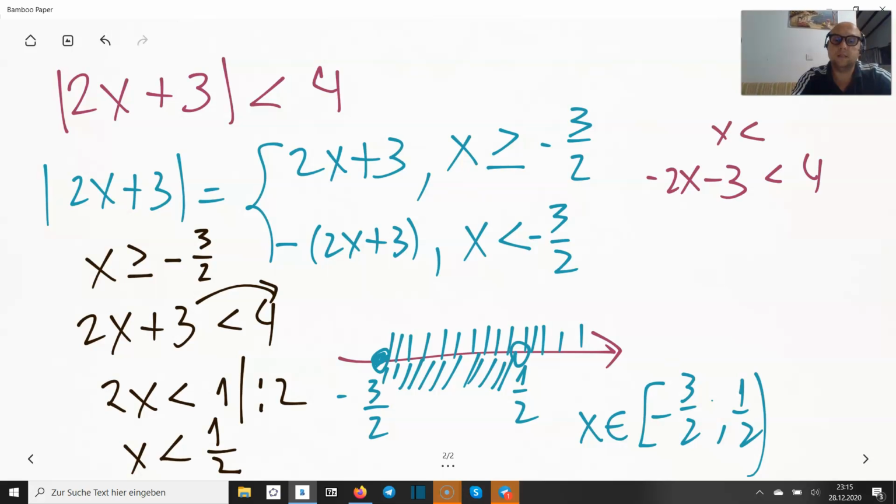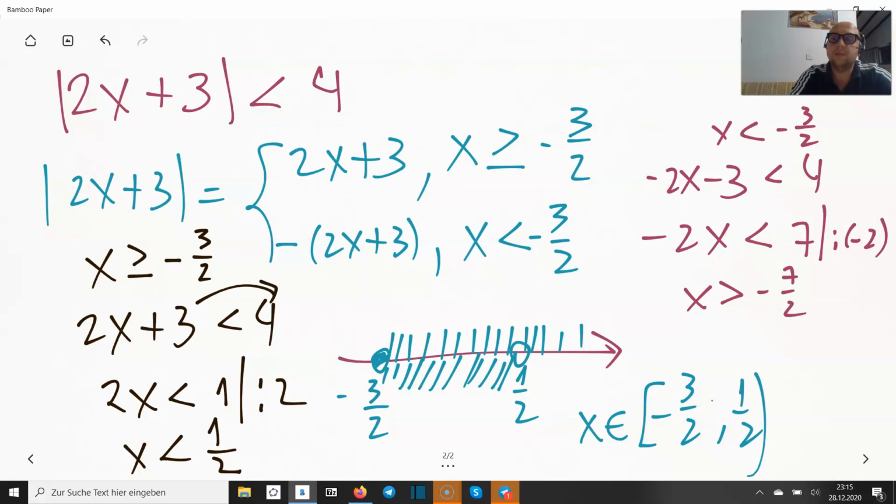is less than minus 3. Oh, now I have to pay attention. Okay, so we got minus 2x less than 7. Now we divide by minus 2, which is a negative number. So we're turning the direction of the inequality. That means x is bigger than minus 7 halves.